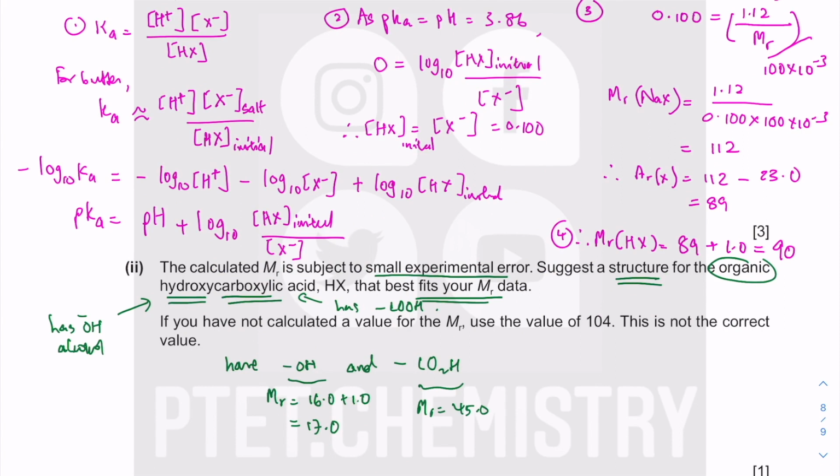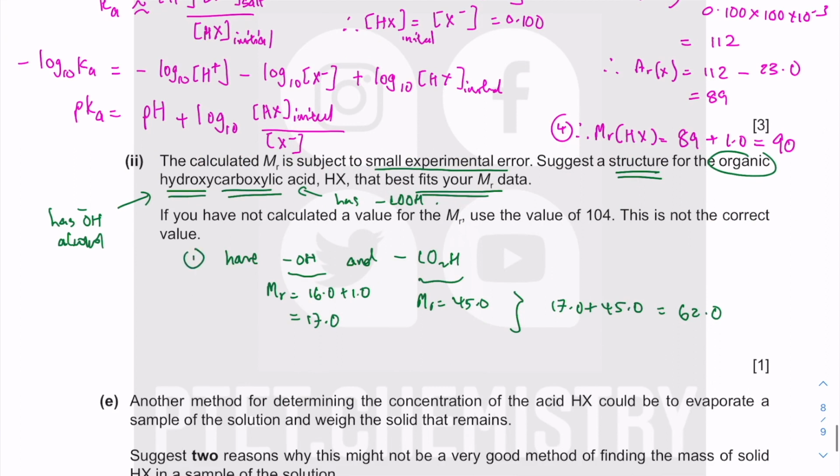So when you have OH and CO2H, you already have 17.0 plus 45.0, which is 62.0. So what are we looking at? We are looking at the difference, 90 minus 62. So 90 minus 62 gives you 28, and we could just fill in between CH3, which is 15, and then CH2, which is 14.